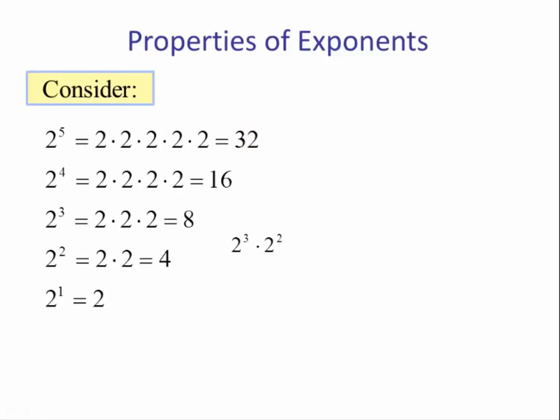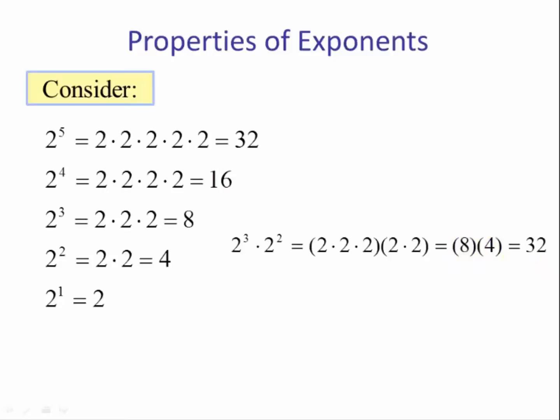So imagine we have this problem here: 2 to the 3rd times 2 to the 2nd. Another way we can look at it is we can say, well, 2 to the 3rd is 2 times 2 times 2, multiplied by 2 squared, which is 2 times 2. 2 times 2 times 2 is 8. 2 times 2 is 4. 8 times 4 is 32.